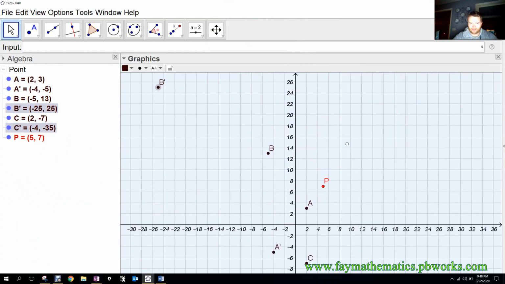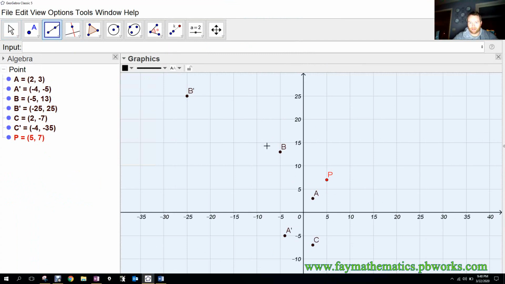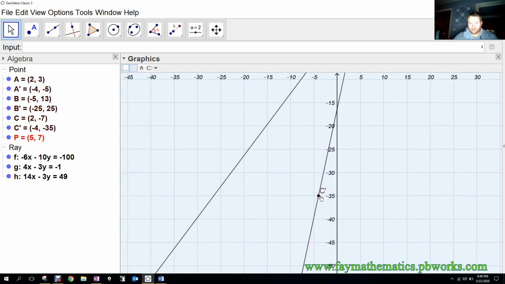One thing to think about again: we go from B prime to B through P, or we start at P and go to B, and we see that it passes through B prime. P to A passes through A prime. P to C. Now I can't see C prime here, but I guarantee you that when I scroll down, you're going to see C prime on that ray, and there it is.